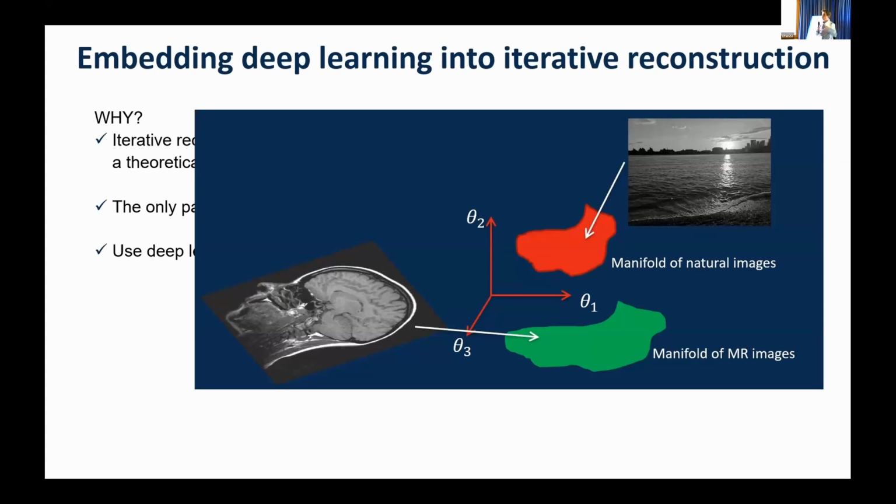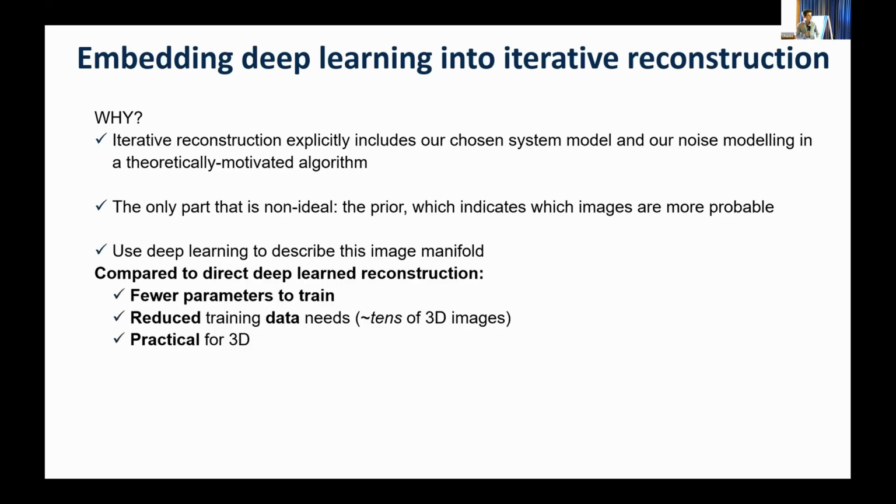And the point is that normally our priors are way too vague. Total variation, MR guidance, these are relatively broad manifolds that accept a whole load of images that maybe are not really feasible. Okay, so we're going to put deep learning, using these kind of image manifolds, into reconstruction.